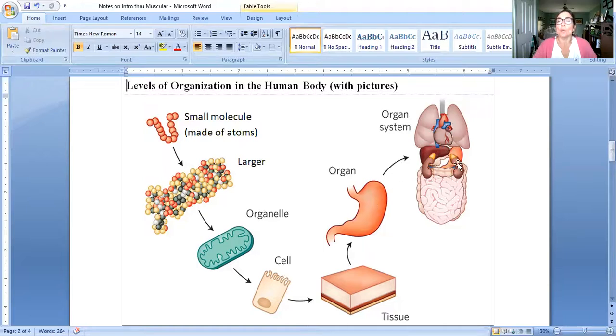One of the organs that's part of that is the stomach. And that organ, the stomach, is made up of tissues like muscular tissue and connective tissue and epithelial tissue. And then that tissue itself is made of cells. So again, a tissue is a group of cells that work together to perform a function. An organ is a group of tissues that work together to perform a function. And a system is a group of organs that work together to perform a function.